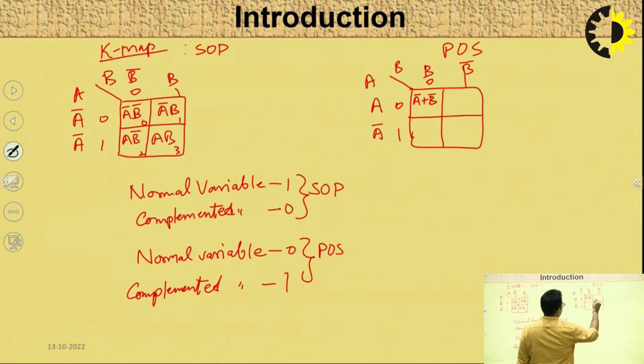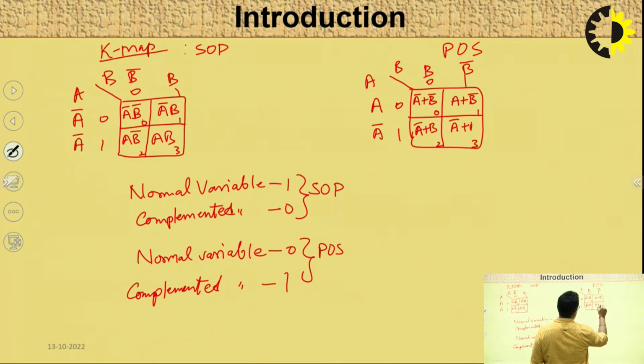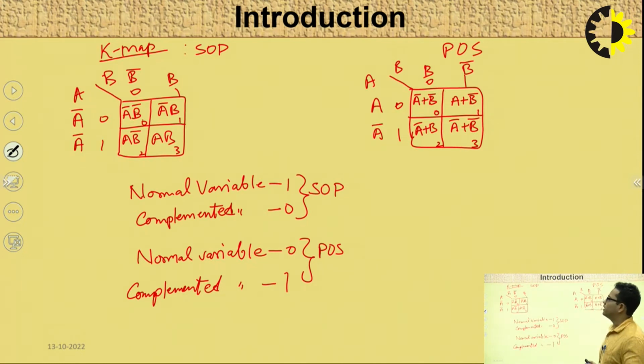On this side, the first value will be written as 0. This is 1, this is 2 and this is 3. So how will it be written? It will be written as A plus B bar, this one A bar plus B, and this one A bar plus B bar. In this way we will write the values of a K map in terms of SOP as well as in terms of POS form.